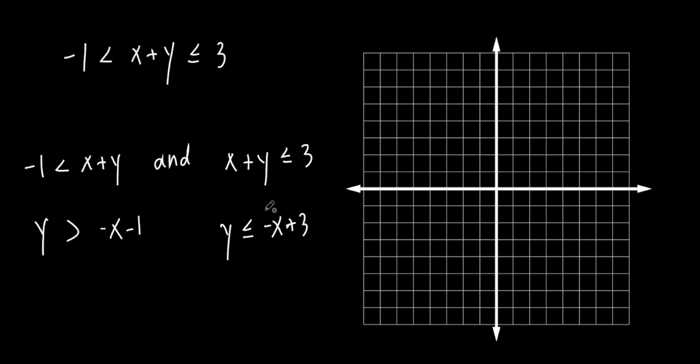Now, this one, we'll do that one first. This plus 3 one. So the y-intercept is 3, 1, 2, 3. The slope is -1. Let's do this like this. It's greater, it's a solid line.